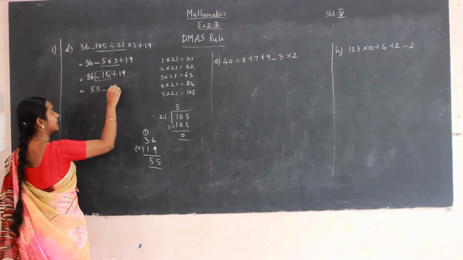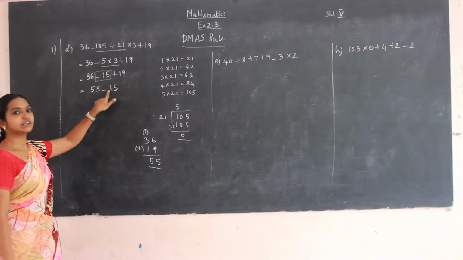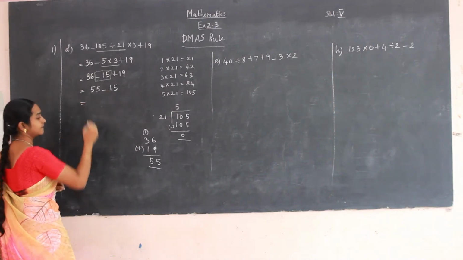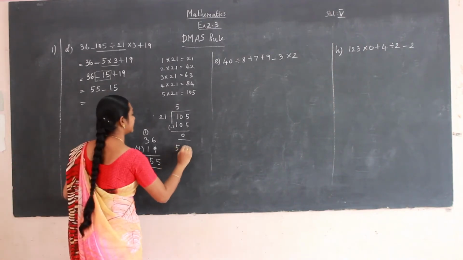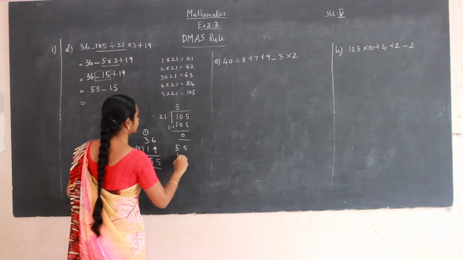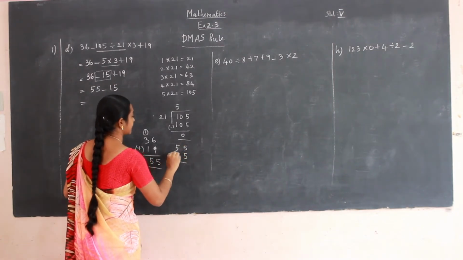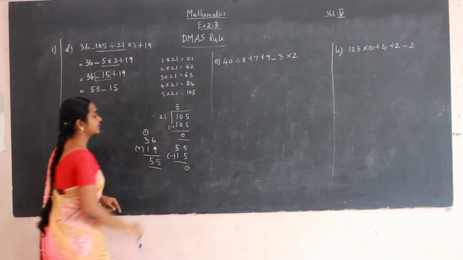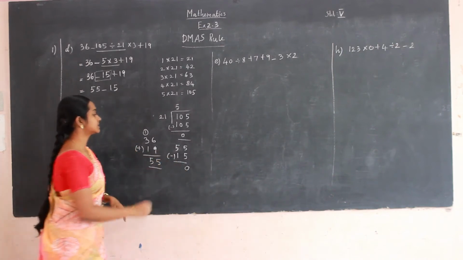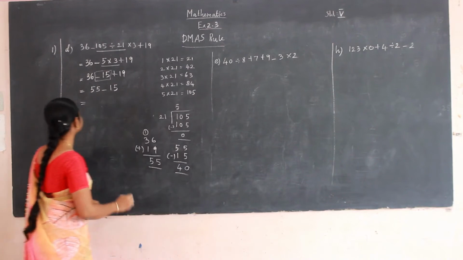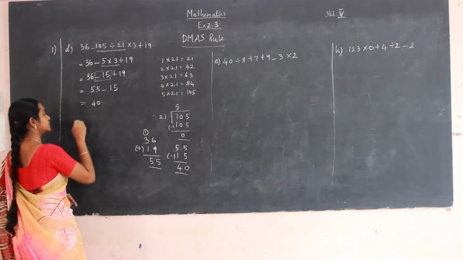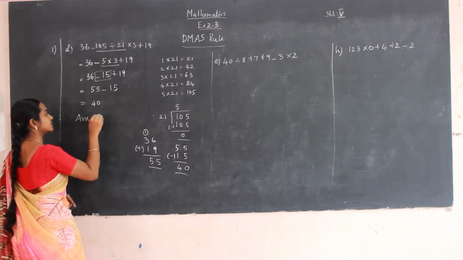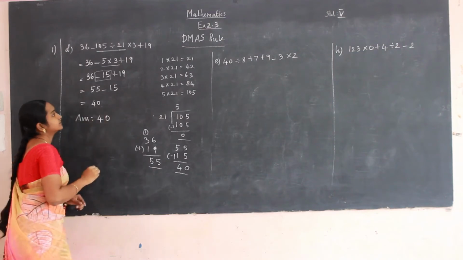55 minus 15. Subtract 55 and 15. 5 minus 5 is 0. 5 minus 1 is 4. So the answer is 40.